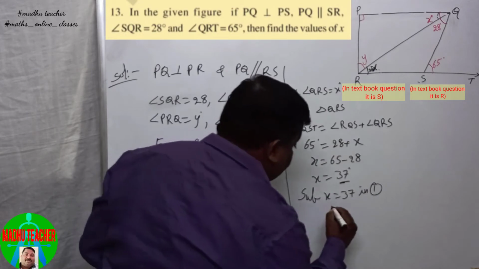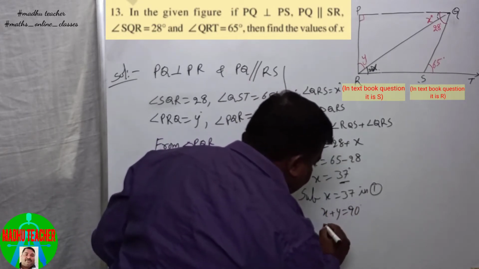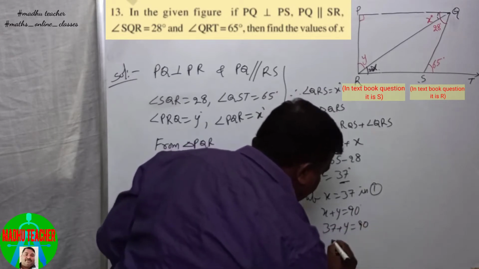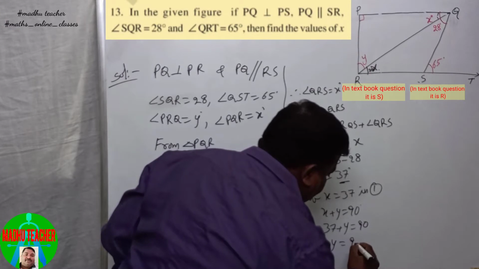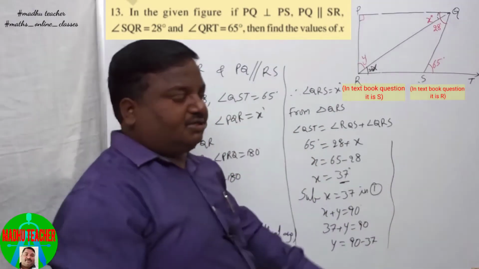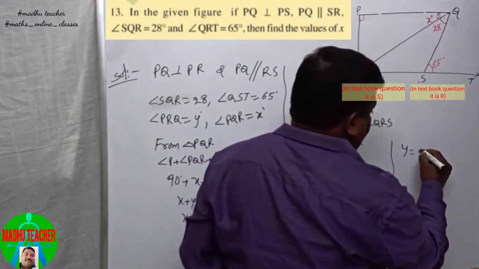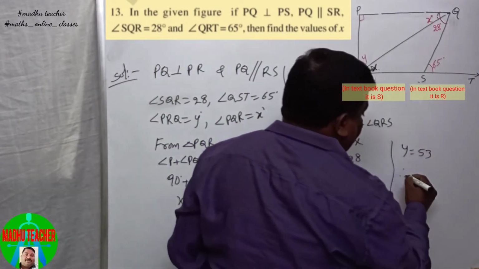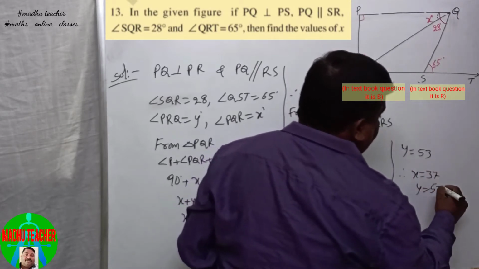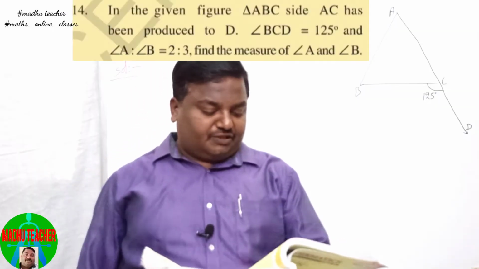Now substitute x equals 37 in the first equation. What is the first equation? x plus y equals 90 degrees. So x is 37, plus y equals 90. y equals 90 minus 37. So y equals 53. Therefore, x equals 37, y equals 53 degrees. Okay, next question is the 14th one.